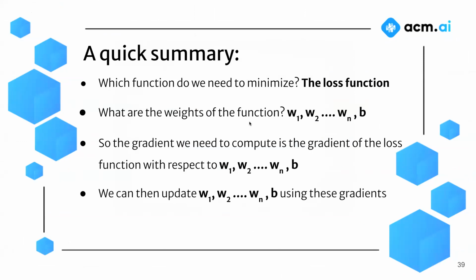Our weights are W1 to Wn, and then we have a bias B. And then we need a gradient so that we can update these weights and update these biases. All right. So far, so good.